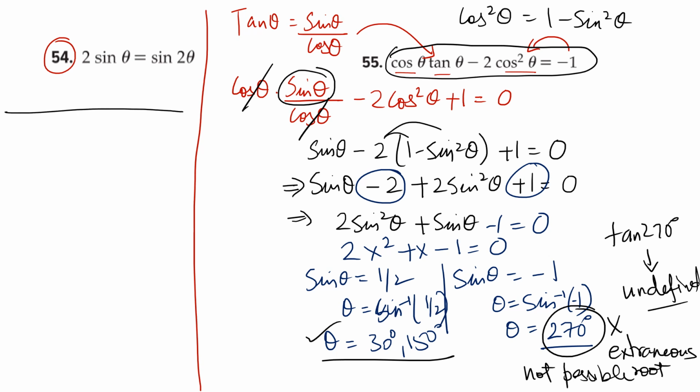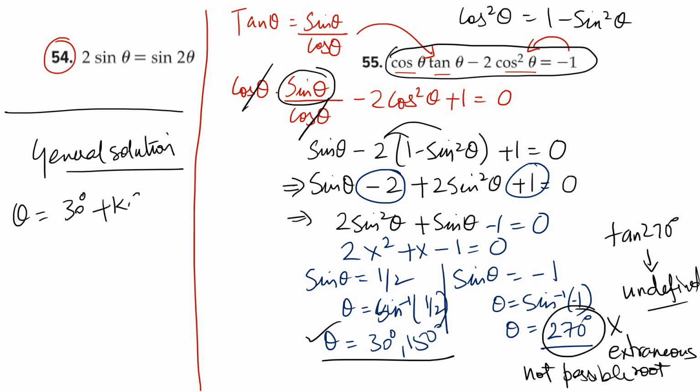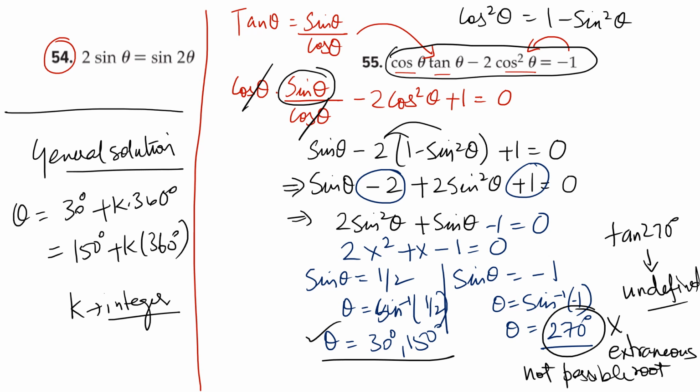In order to write, I will write here the final answer, which is the general solution for question 55. I'll add the period, that's the last step. So I add k times 360, and the next solution is 150 plus k times 360, where k is any integer. Okay, so this is how you write the final answer, which is your general solution for question 55.